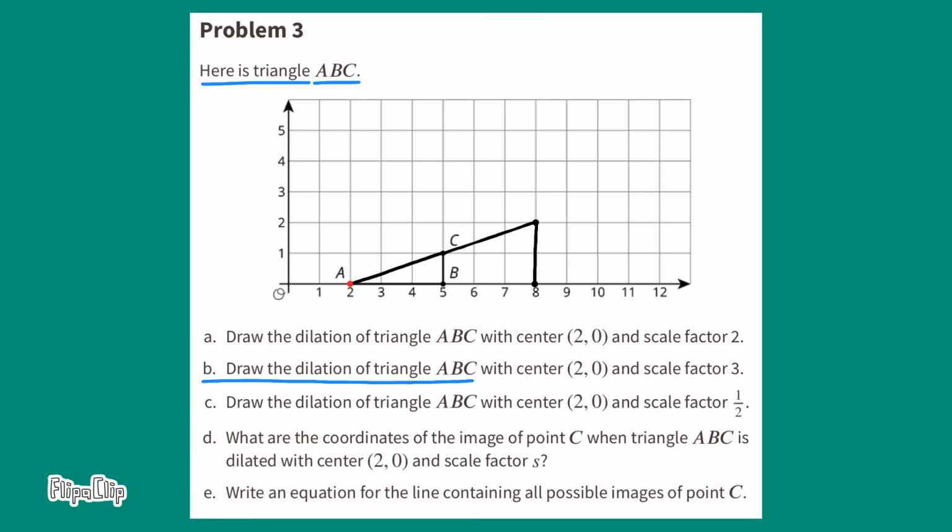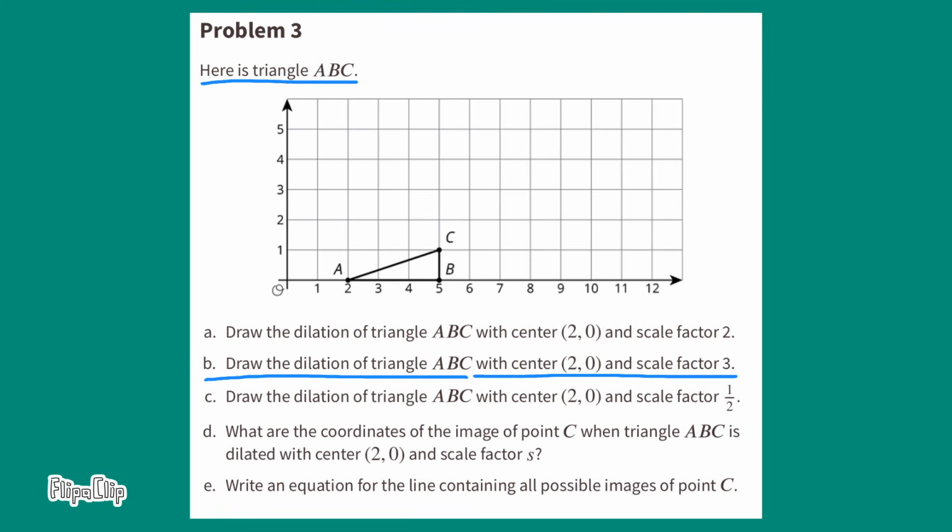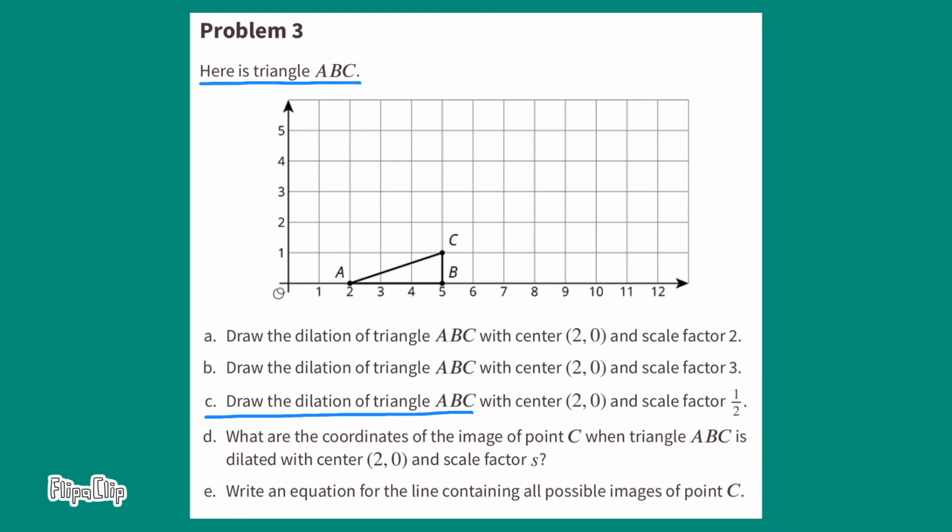B. Draw the dilation of triangle ABC with center 2, 0, and scale factor 3. This is similar to the previous problem A, except the scale factor is 3, so the side lengths will triple in length, making the dilation of triangle ABC 3 times larger than triangle ABC. C. Draw the dilation of triangle ABC with center 2, 0, and scale factor 1/2. This is similar to the previous two.